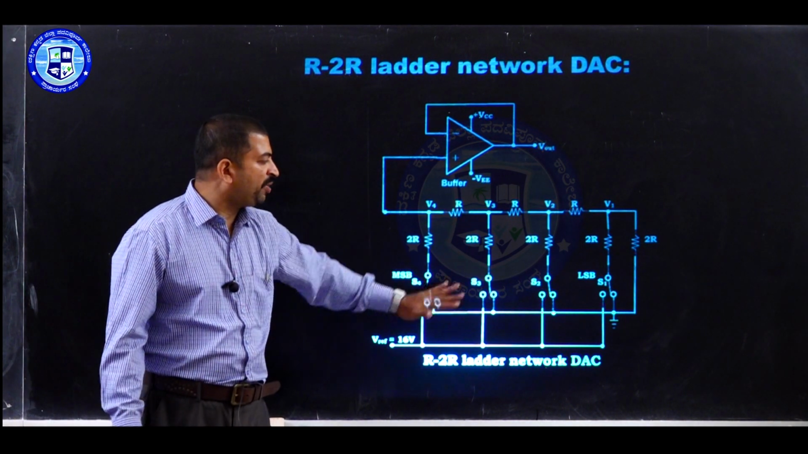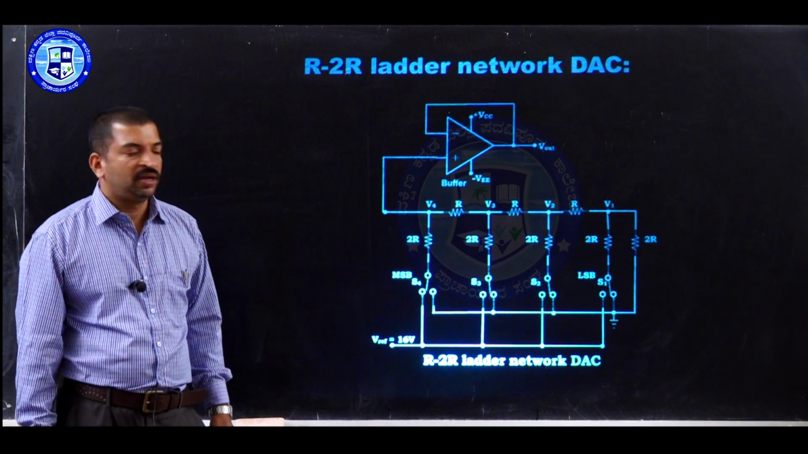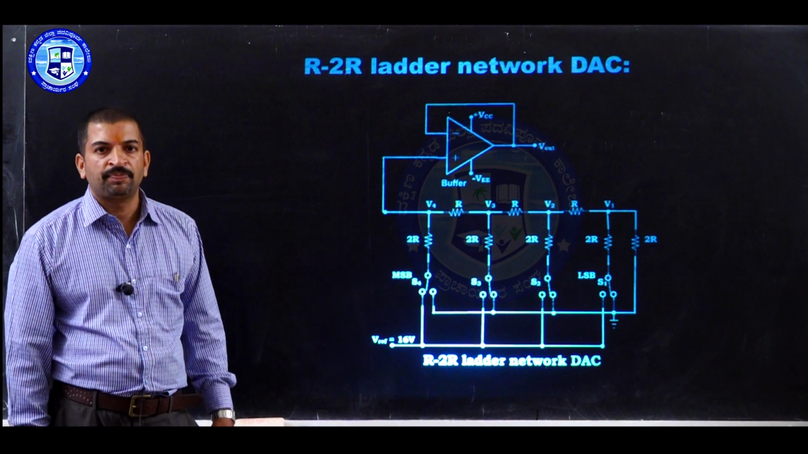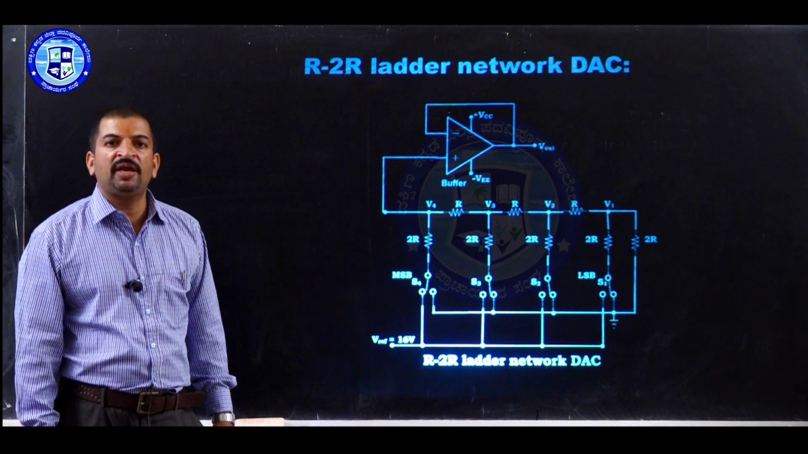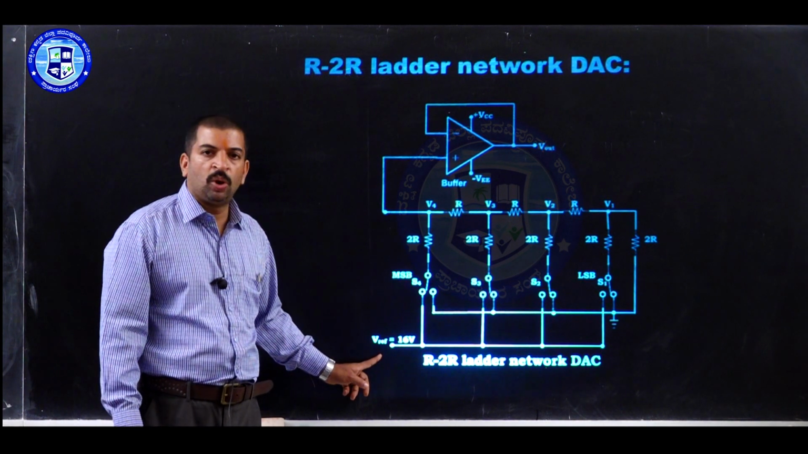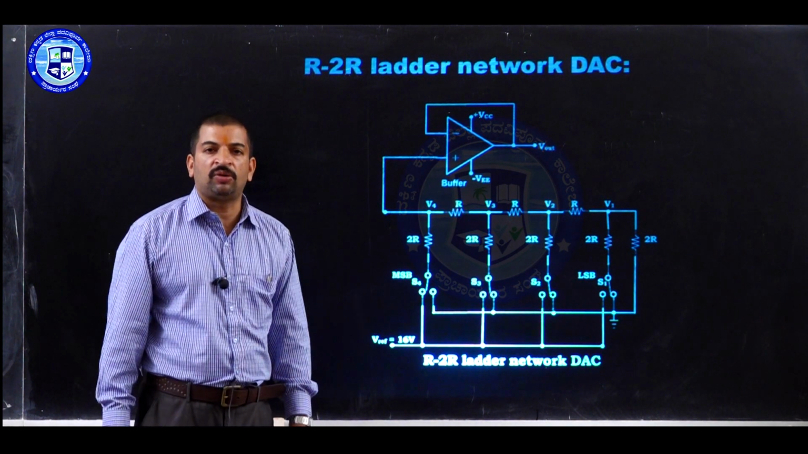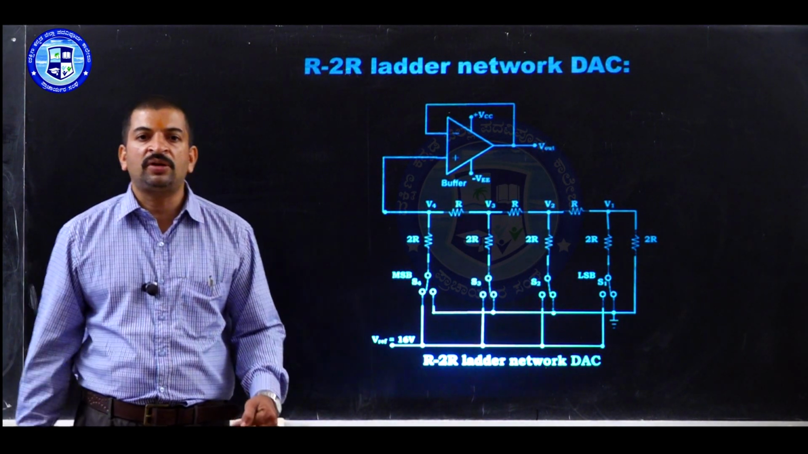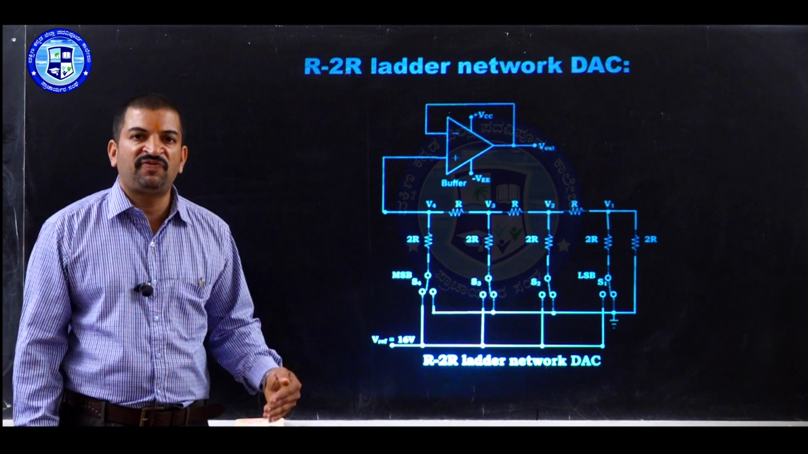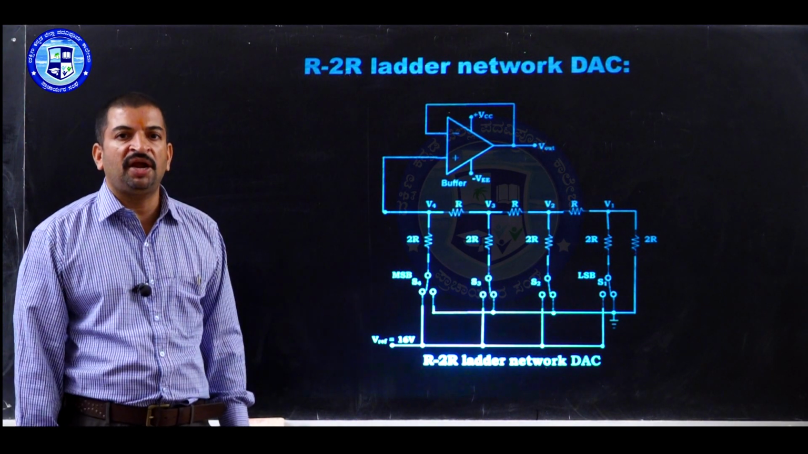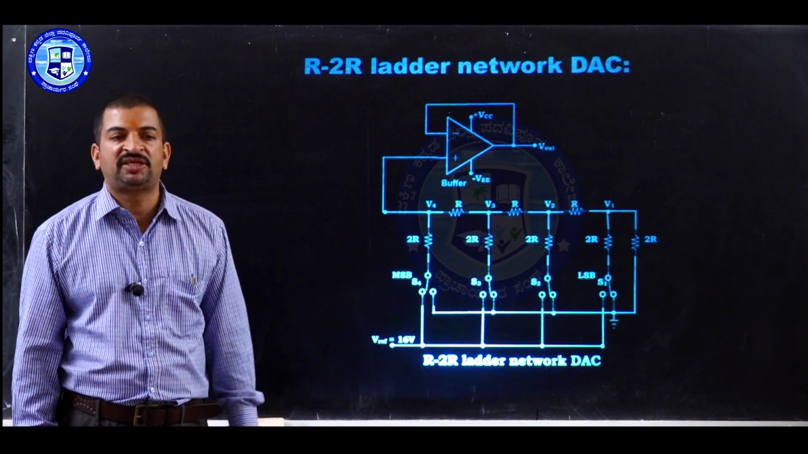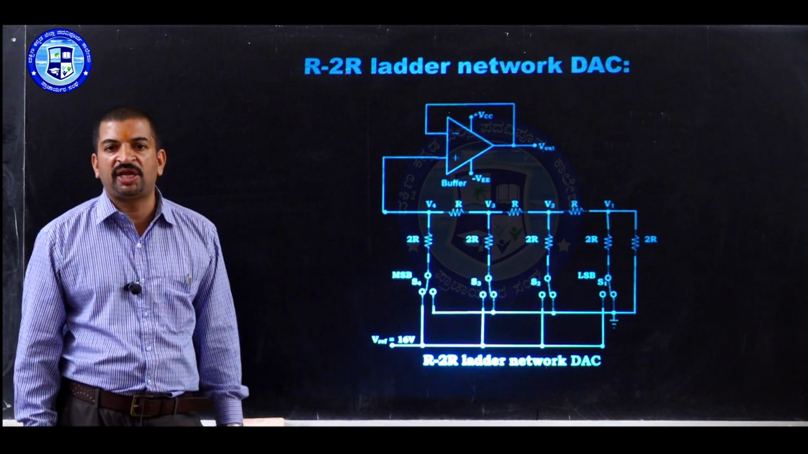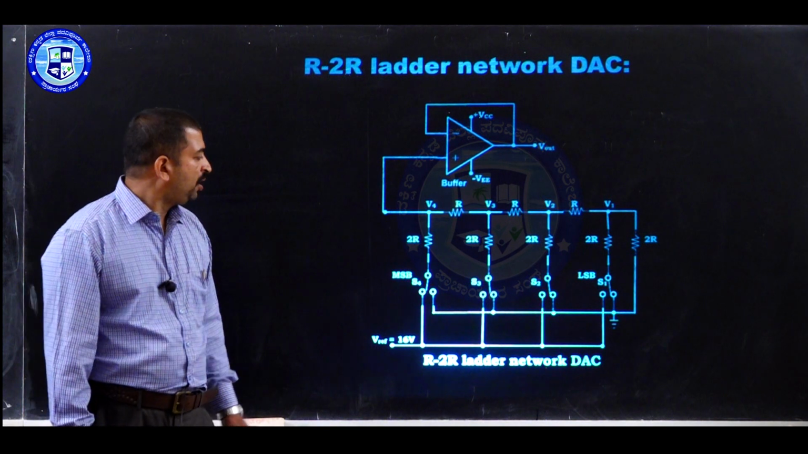Here there are some combinations of resistors, and there are some switches S1, S2, S3 and S4. The switches may be connected to plus 16 volt or to the ground. If it is connected to plus 16 volt, then the input is logical high state. If it is grounded, then the input is logical low state or zero state.